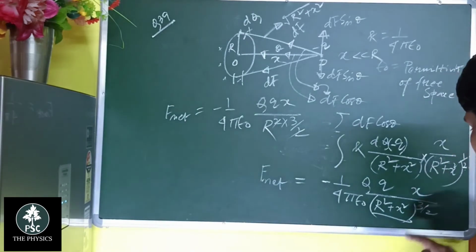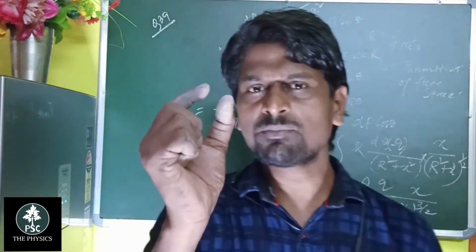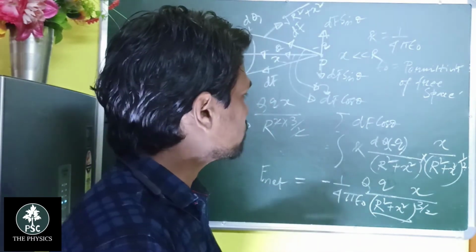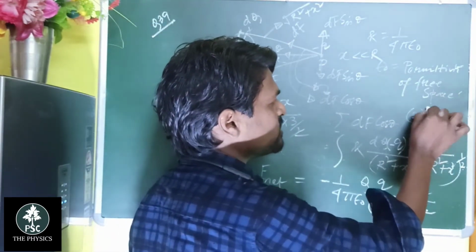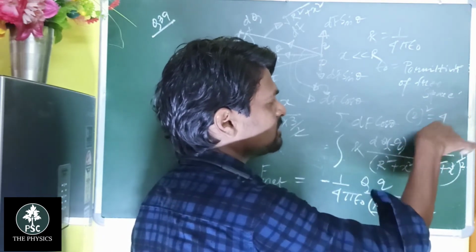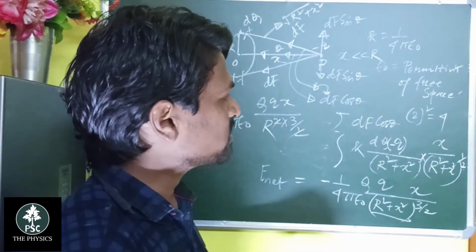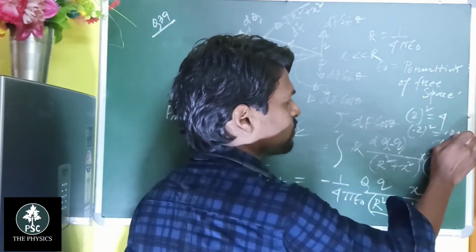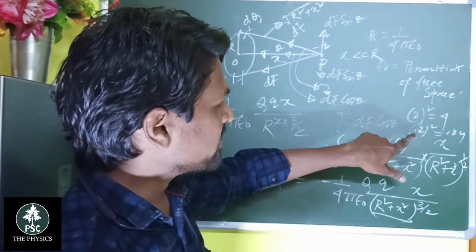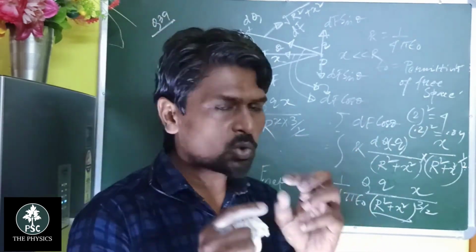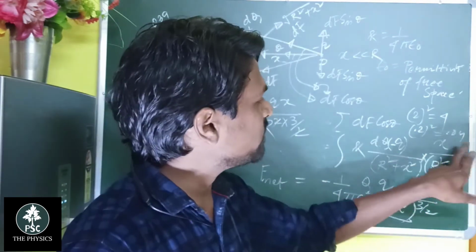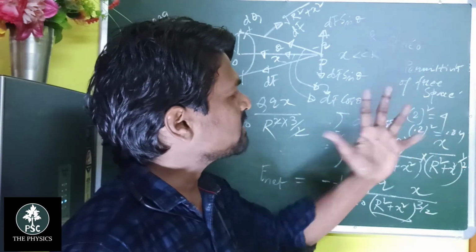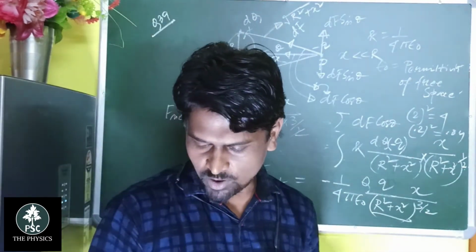Since x is very small with respect to r, students, if you take 2 square, that is 4, and if you take 0.2 square, it is 0.04. So you can see that 0.2, a small value, becomes even smaller when squared, whereas 2 is bigger, so squaring it gives a bigger value.